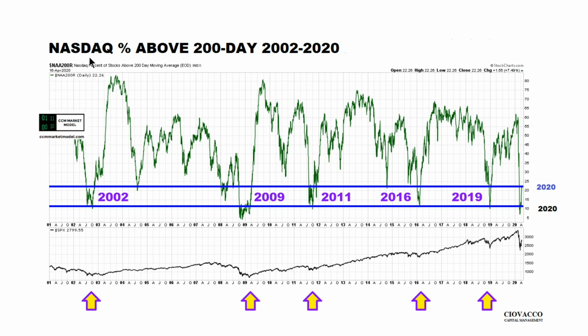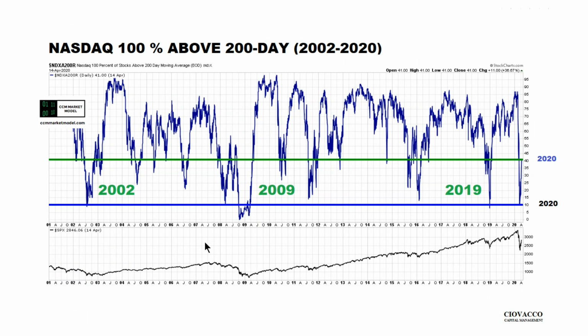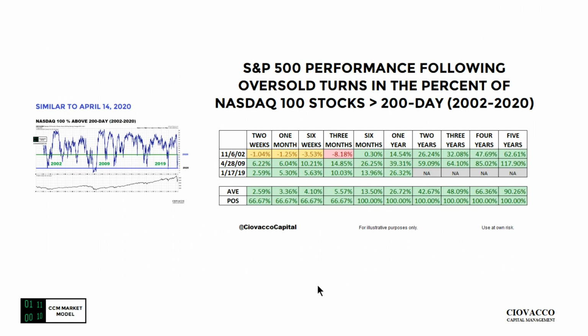We've already covered the broader NASDAQ composite. Similar, rare, and constructive setup, something that we can see, measure, and put in a model relative to the NASDAQ 100. Percent of NASDAQ 100 stocks above their 200-day moving average. Present day looks similar to this area in here, this area in here, and this area in here. These are the only instances dating back to 2002, all of the data that we have. Once again, very, very constructive stock market performance looking out 6 months to 5 years.